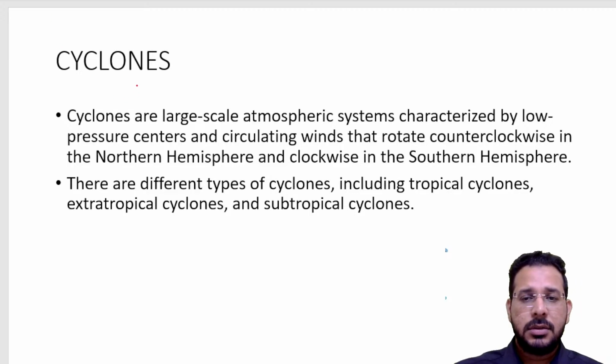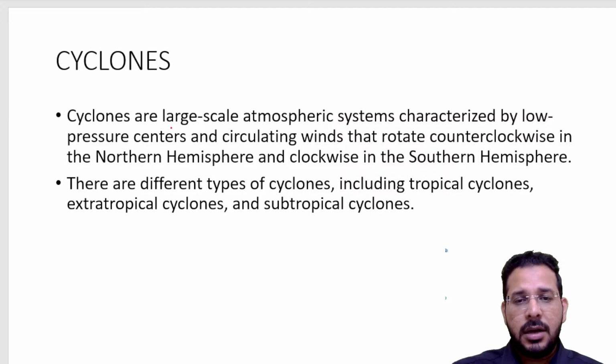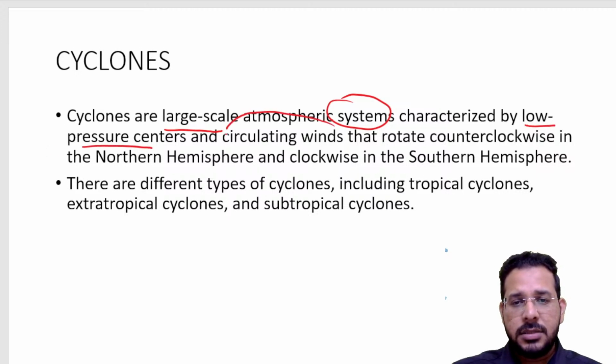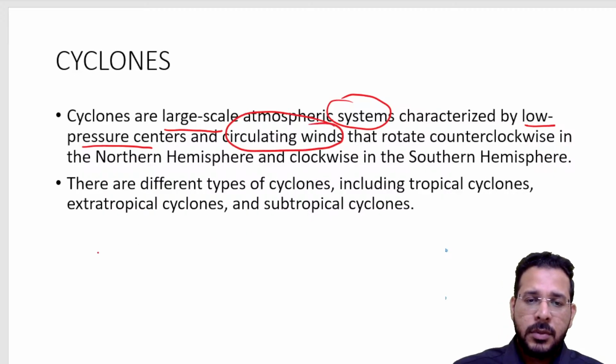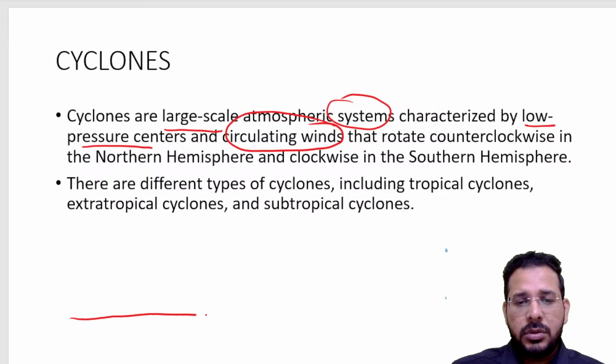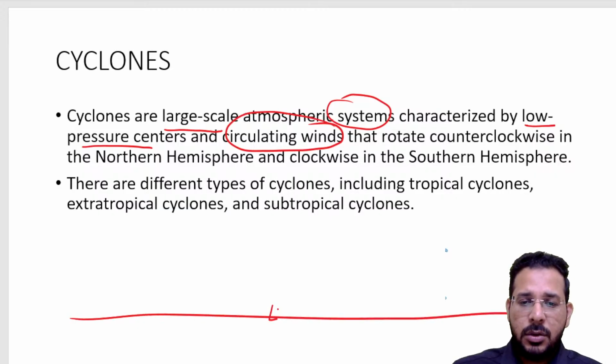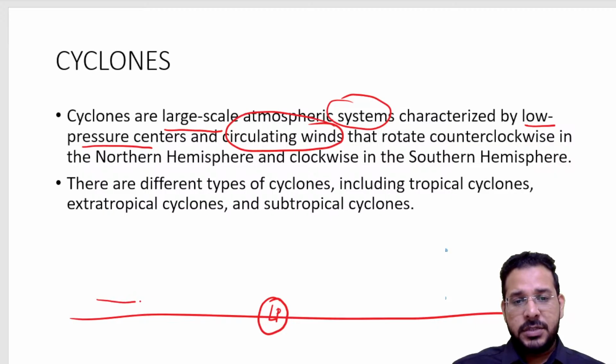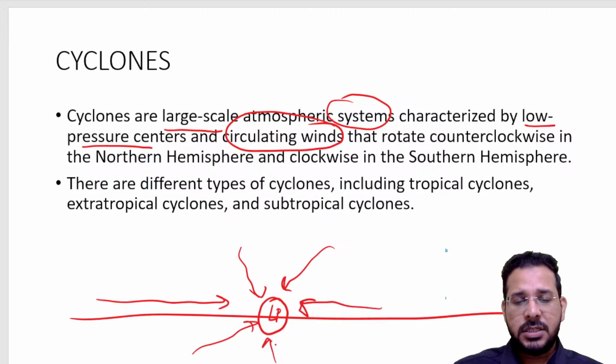So, what are cyclones? Cyclones are large scale systems which are characterized by low pressure centers and circulating winds. So, when on the vast oceans there is a low pressure system created, winds from different directions will rush towards the low pressure system.